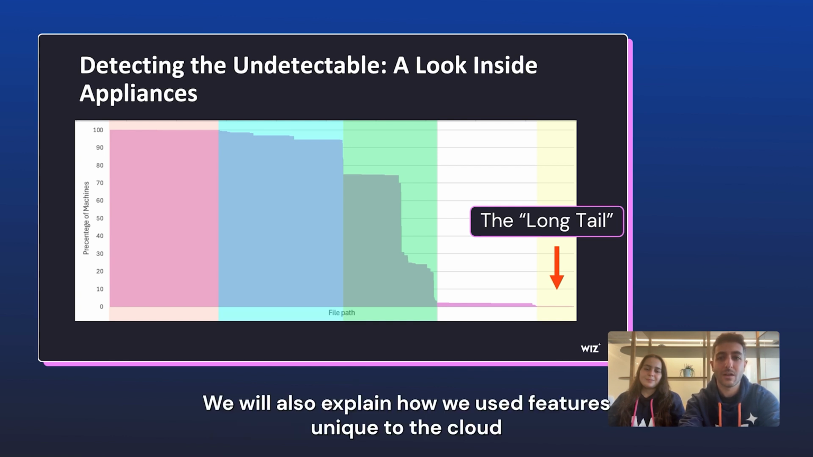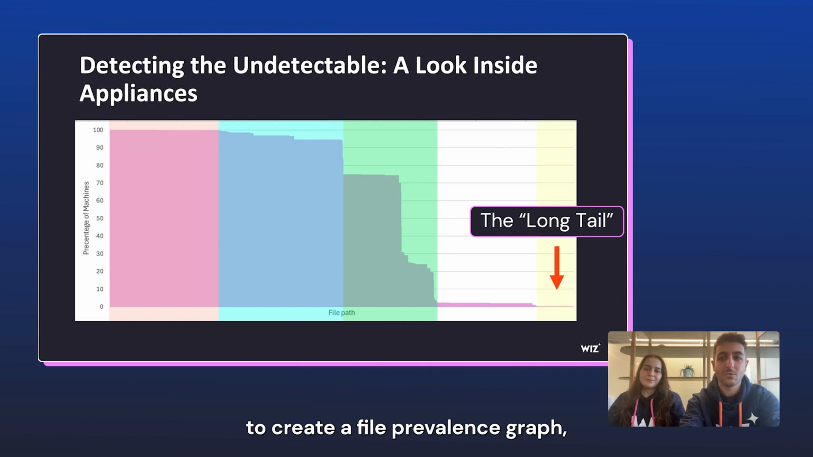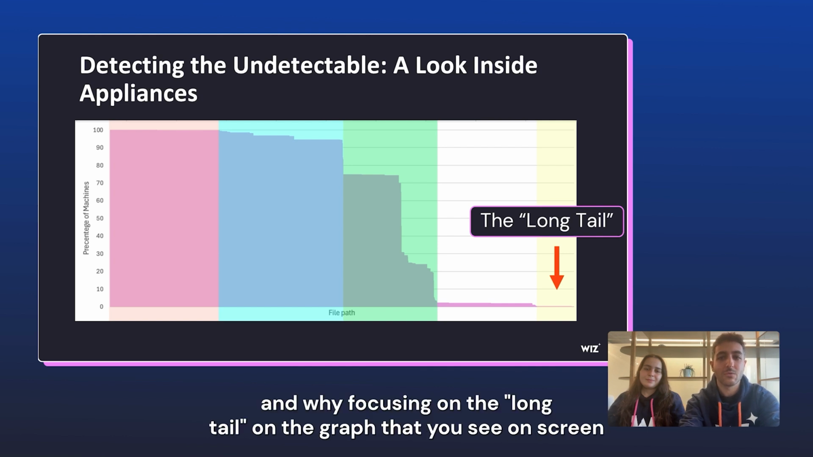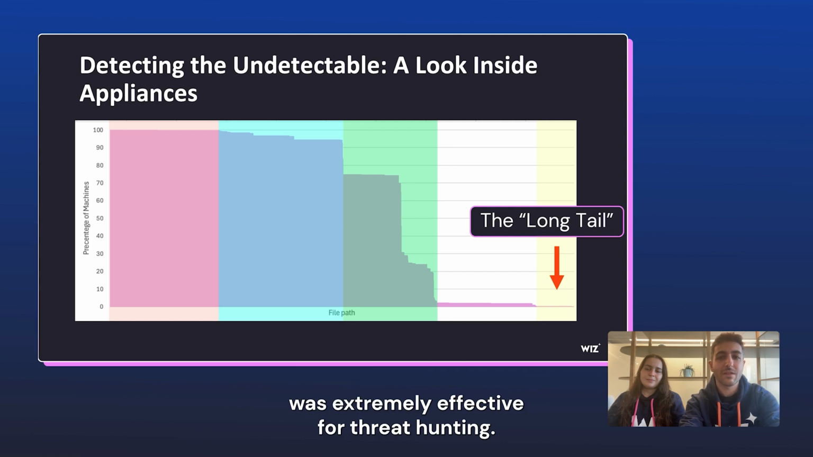We'll also explain how we used features unique to the cloud to create a file prevalence graph, and why focusing on the long tail of the graph that you see on screen was extremely effective for threat hunting.